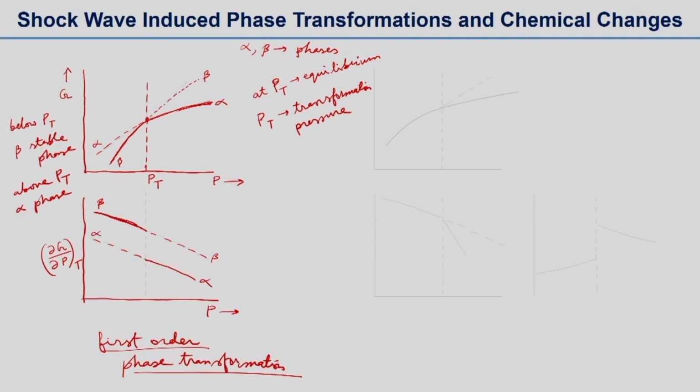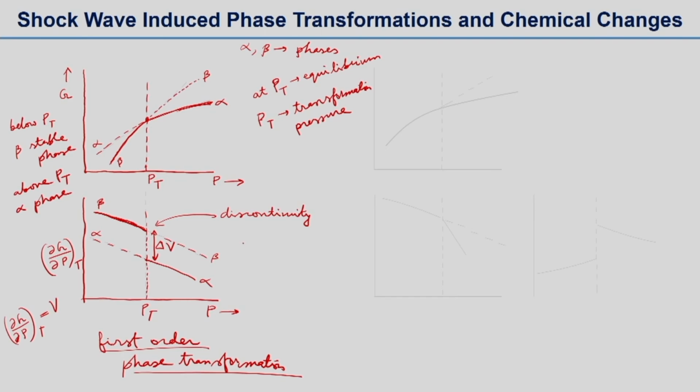Now, as we have found that the partial of G with respect to P at constant temperature is given as V, this plot actually corresponds to the volume V. We can see that at PT, that is, at the equilibrium or transformation pressure, we have a volume jump, so there is a discontinuity here. This point is a discontinuity, and we write this as delta V. As I have shown you, this corresponds to a volume. So we can say that the change in volume accompanies the transformation.